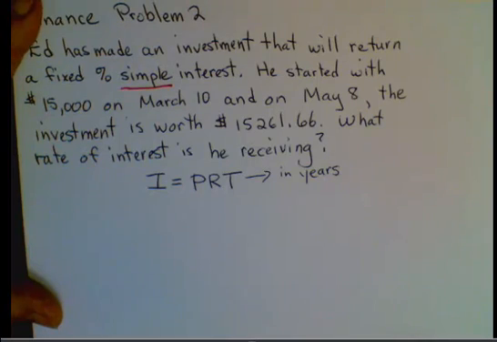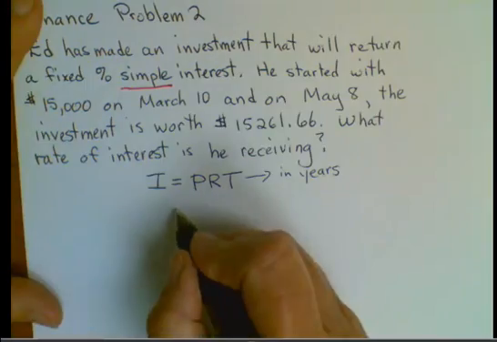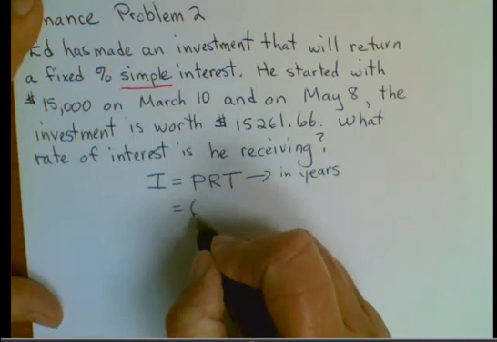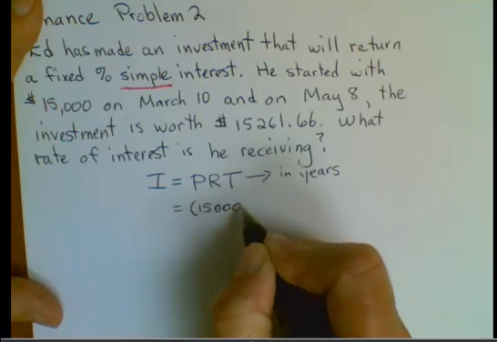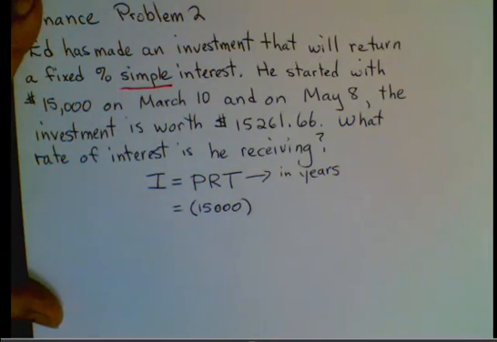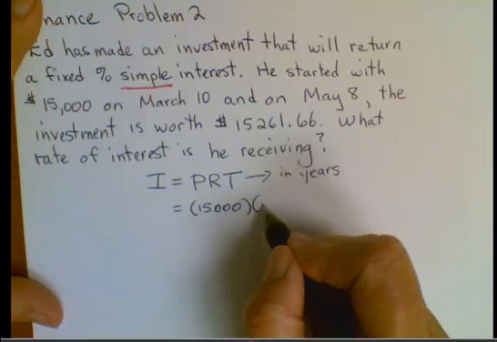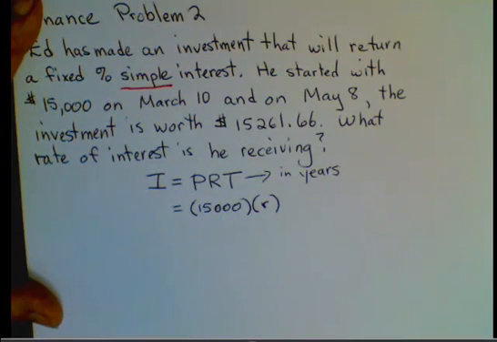Let's plug in what we know. We know that originally he put in $15,000, and all of this is multiplied, so I'm going to use parentheses. We don't know the rate, so we keep a variable. We know that at the end he had $15,261.86. Sorry, 86 or 66? 86.